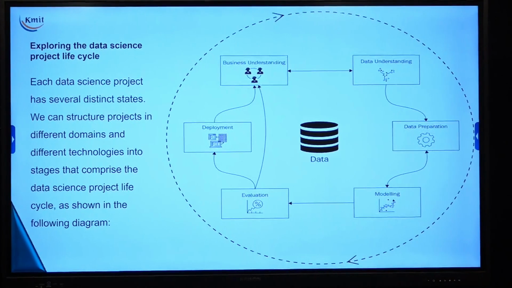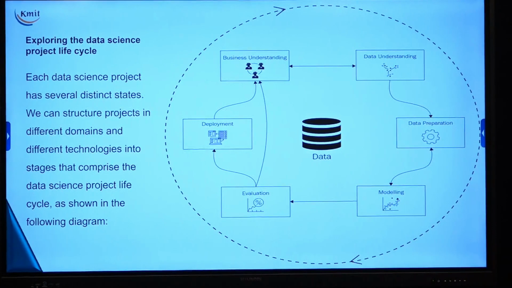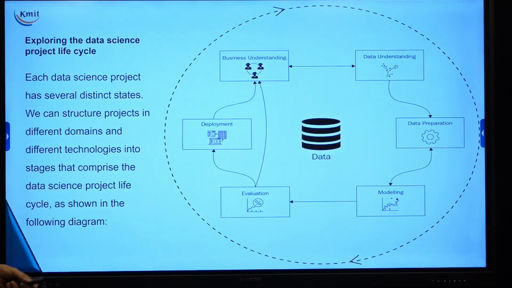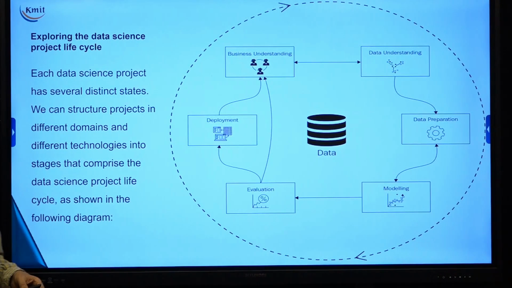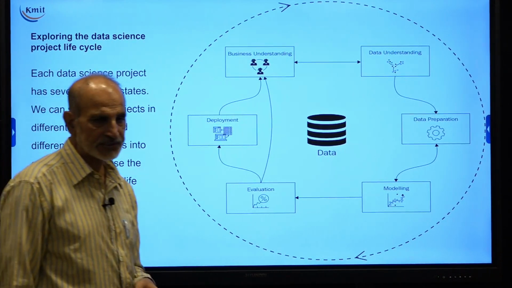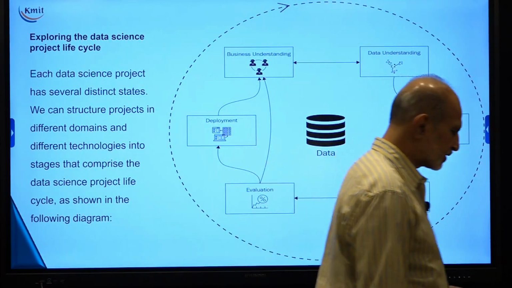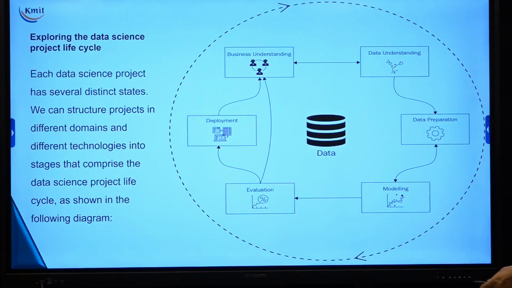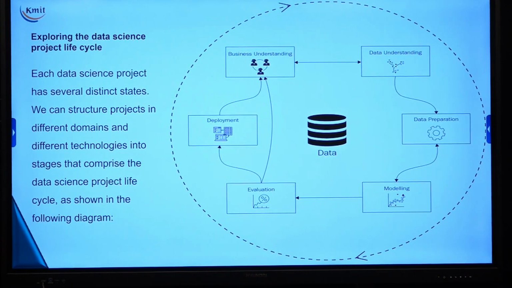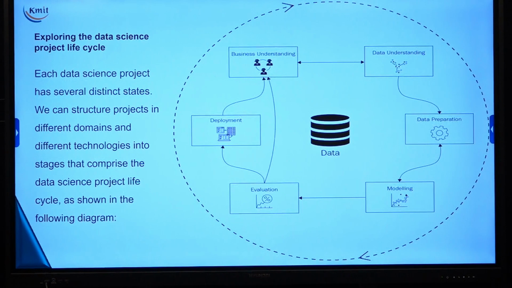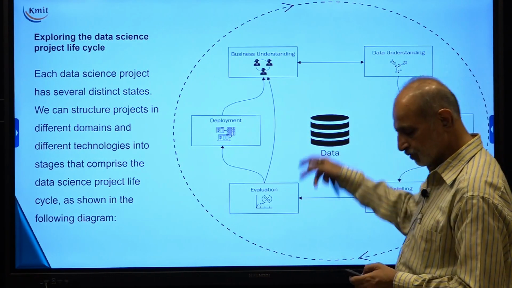Each data science project has several distinct stages. We can structure projects in different domains and different technology stages. So an insurance company will have a different set of data, a university will have a different set of data, and so on and so forth. Every organization will have a different set of data, but these principles apply everywhere.